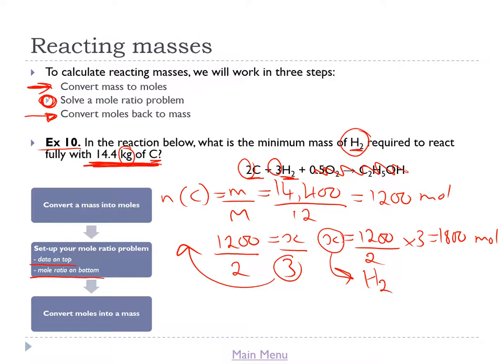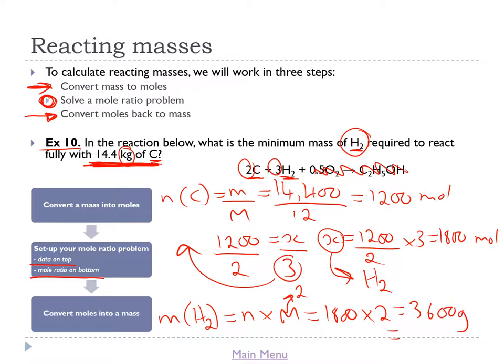So to find out the mass of H2, really easy, we're going to say M of H2 equals the number of moles, N, times the molar mass. So that is 1,800 times by the molar mass of hydrogen. That is super easy, that one. That is just 2, because it's 2 lots of hydrogen. Each hydrogen is 1. So 1,800 times 2, and that is going to come to 3,600 grams, or 3.60 kilograms.